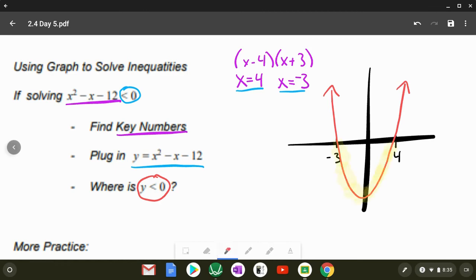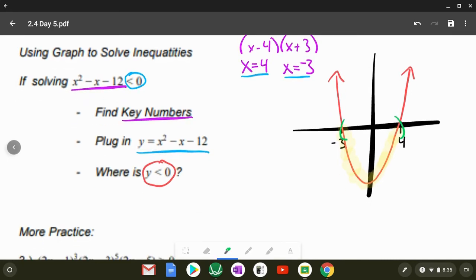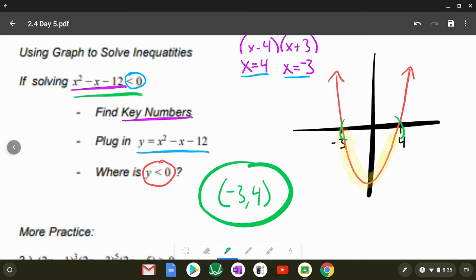So by using the calculator, we can automatically see what the outputs are that we get on our table. And since it's just less than, we know that these have to be parentheses. So our final solution set has to be -3 to 4. And these are all the solutions for this inequality that cause our output to be less than 0.